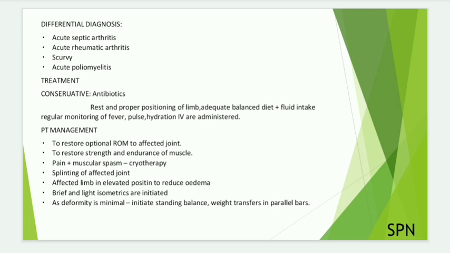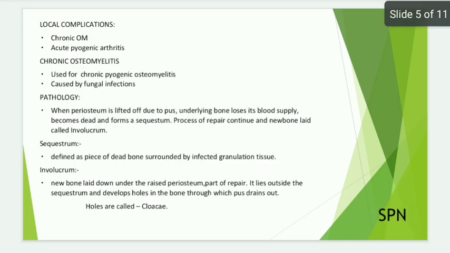Splinting of the affected joint and elevation of the affected limb reduce the edema. Brief and light isometrics are initiated. As deformity is minimal, you can use standing balance and weight transfers using parallel bars. Next, some of the complications: chronic osteomyelitis and acute pyogenic arthritis.